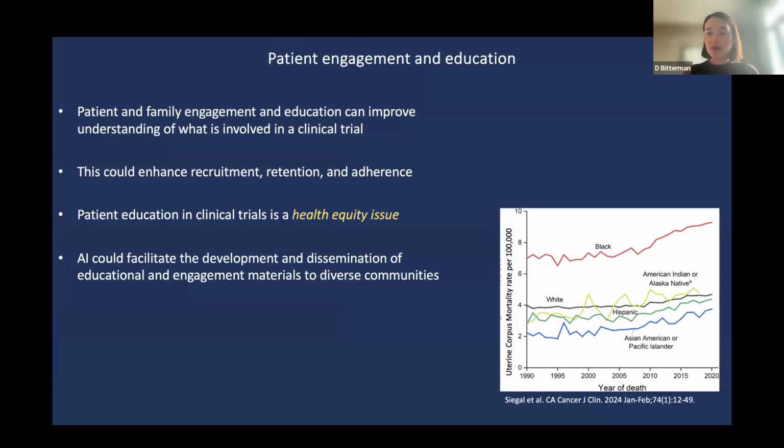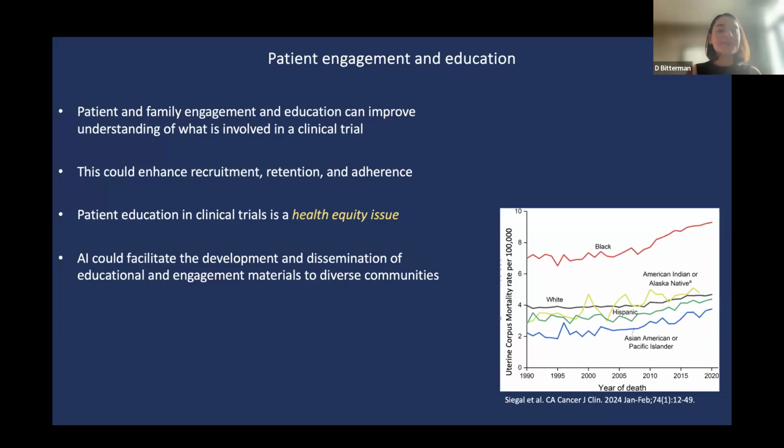And this creates challenges for recruitment, and also retention and adherence, because patients don't know what they're signing up for. They don't know what's involved in the trial. For example, how many visits is a trial going to add? What are the costs associated? And patient education is fundamentally a health equity issue, because patients who have lower health literacy tend to be from populations that are already marginalized and underrepresented, and this additional barrier to clinical trial involvement further amplifies the health disparities crisis we have throughout the world.